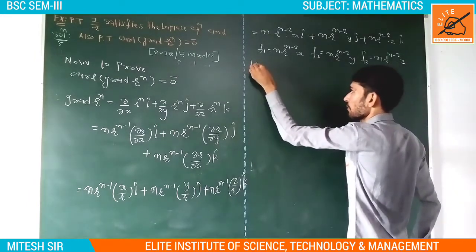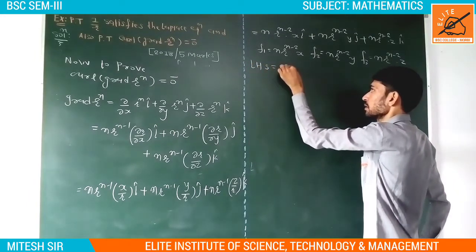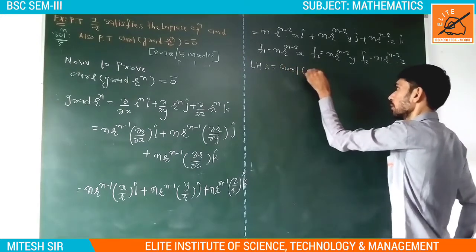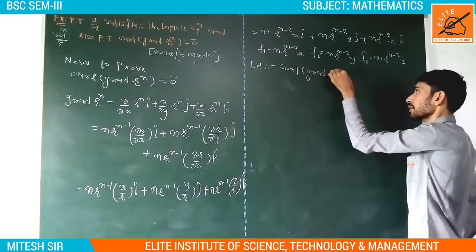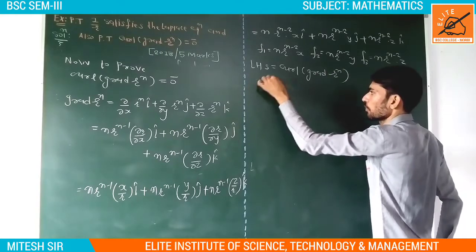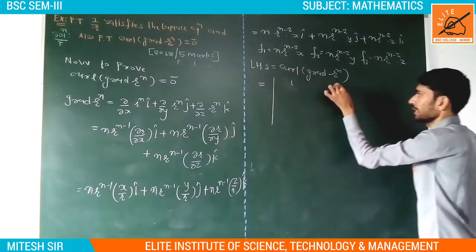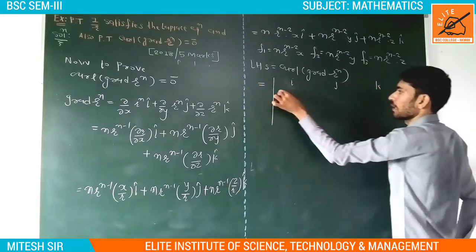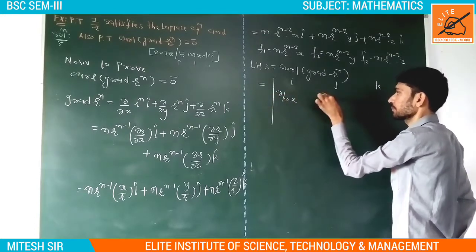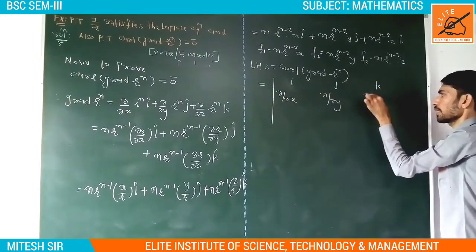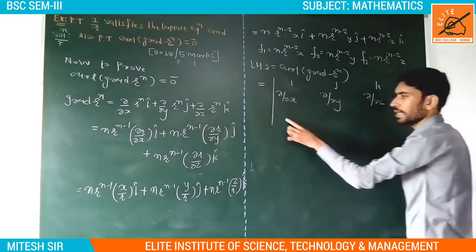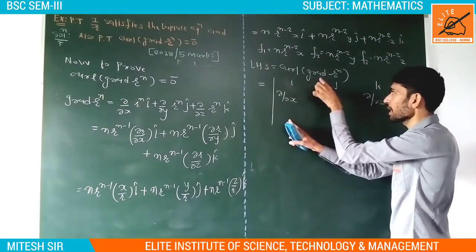That means here we start with the LHS side. So LHS is equal to curl of gradient r raised to n. So as you know, what is the formula? The determinant with i, j, k, del by del x, del by del y, del by del z. Here we write the curl of gradient r raised to n that we have to find.